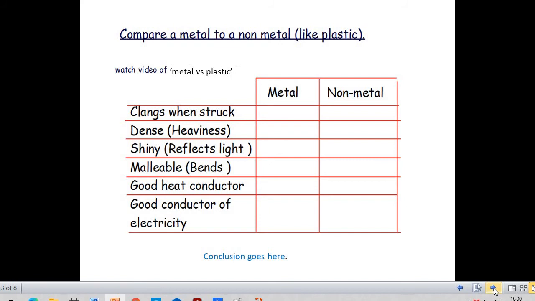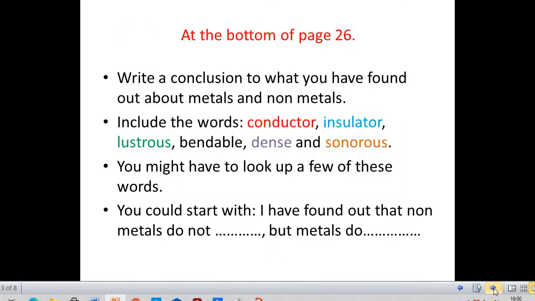Now it says at the bottom of this slide, conclusion goes here. So what I want you to do is write about what you found out underneath that table in your book. To help you, at the bottom of page 26, I'd like you to write a conclusion to what you have found out about metals and non-metals. And I'd like you to include the words conductor, insulator, lustrous, bendable, dense and sonorous in your conclusion. You might have to look up a few of those words.